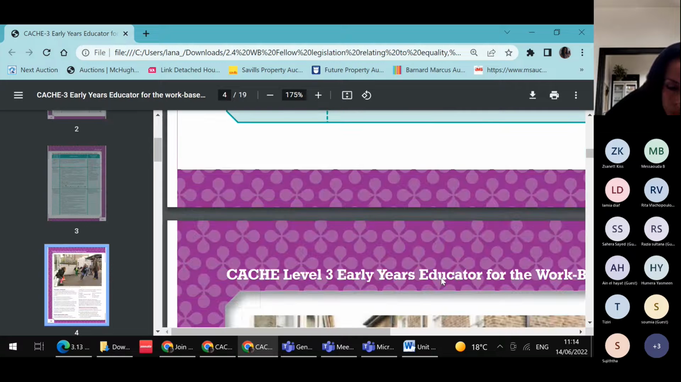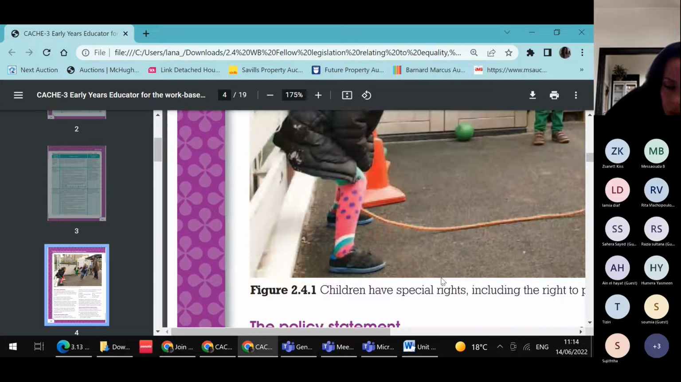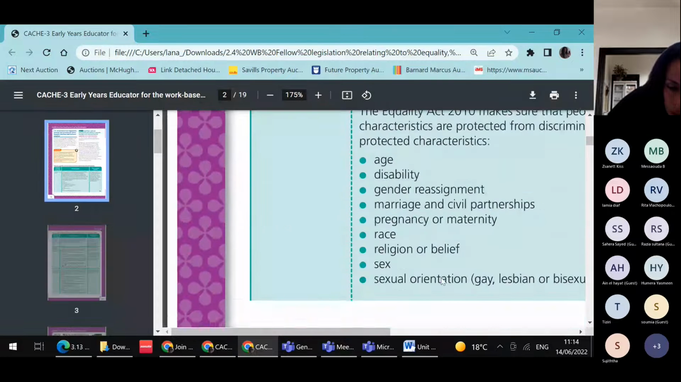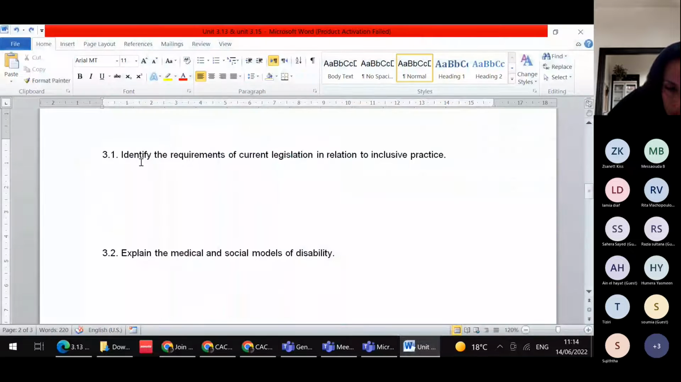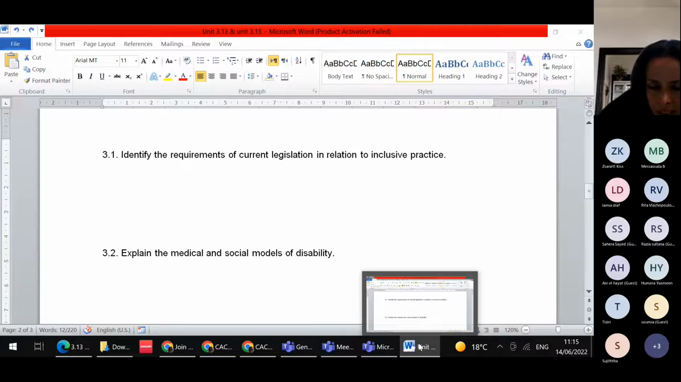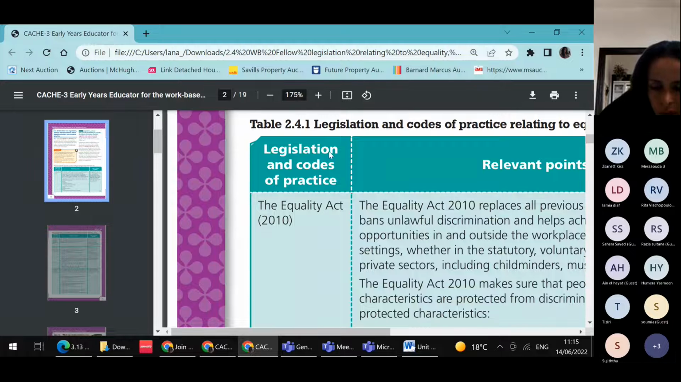Okay, so to answer this question, you just need to use these legislations, as we said. So when it says identify, where is it? Sorry. Identify the requirements of current legislation in relation to inclusive practice. So these are the legislations. It is in unit 2.4. I'm going to send you unit 2.4, even though you have got it already, but it's easier for you. I'm going to send it just after the class.